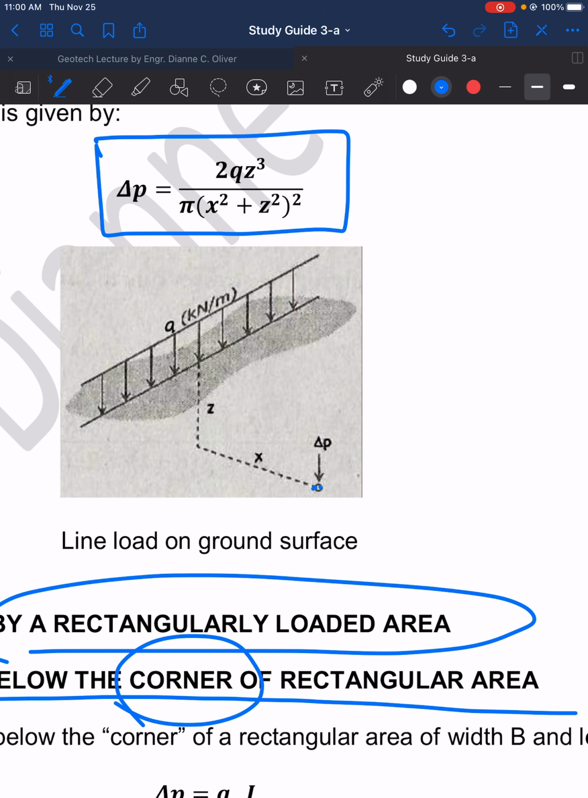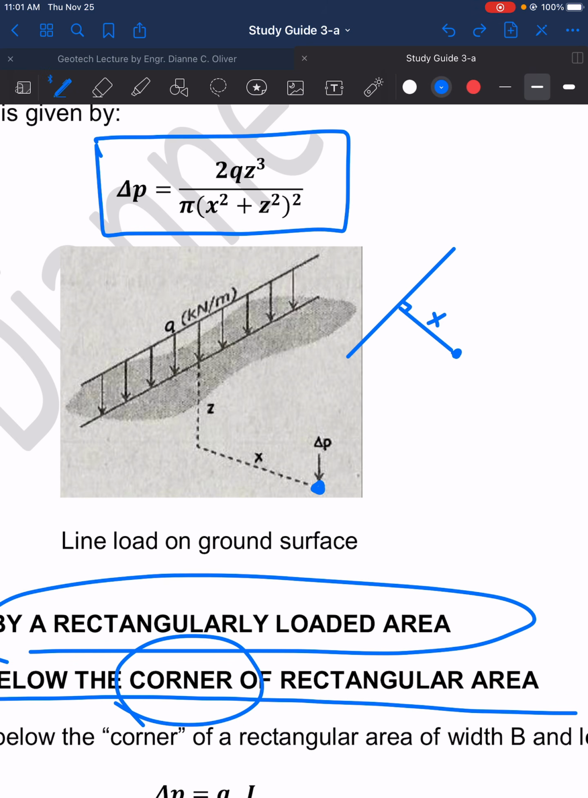So this point here is located at a depth z, and then it is x distance from the line load. But I want you to take note that the x distance here is perpendicular to the line load. So if we look at this in the top view, if this is the line load, q, then the location of the point here, x, should be perpendicular to the line load. Okay? So it is important to note.